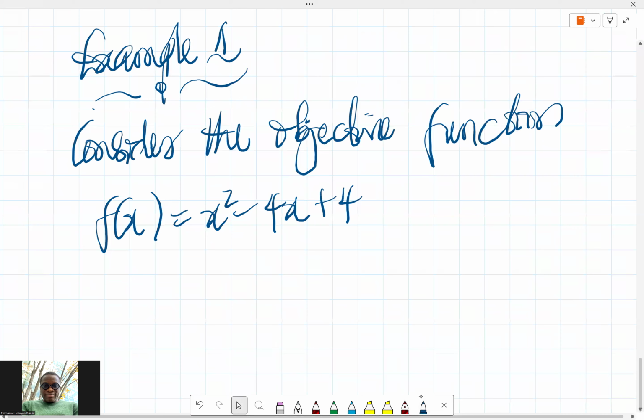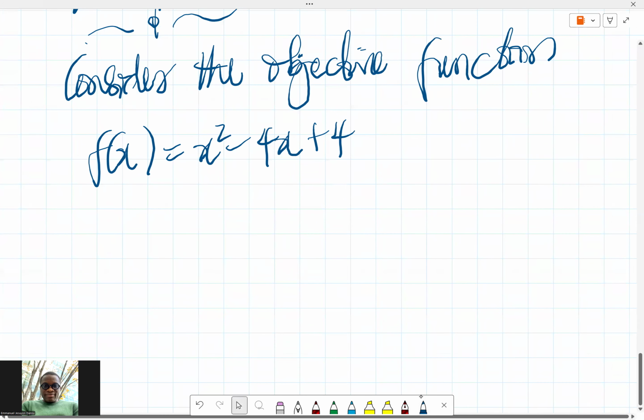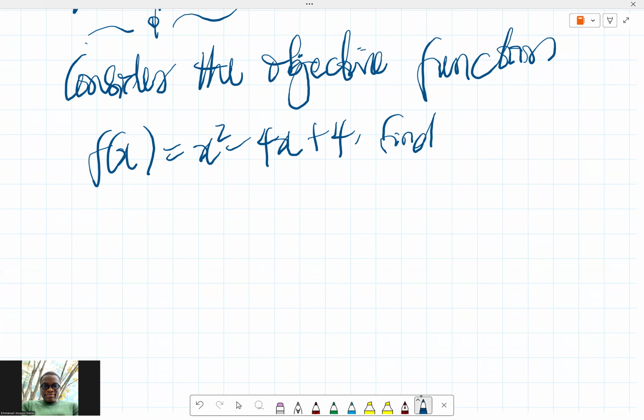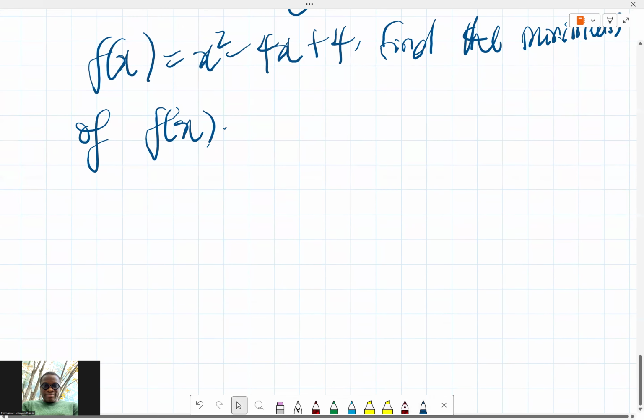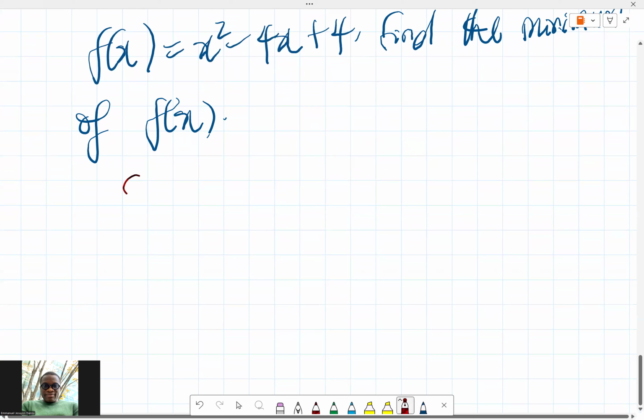Consider the objective function f of x equals x squared minus 4x plus 4. We want to minimize this, so find the minimum of f of x. Basically, that's what we are interested in. So we go step by step with the solution.